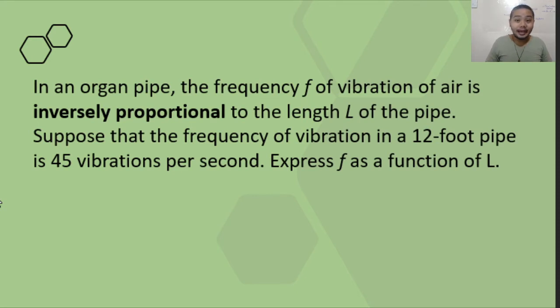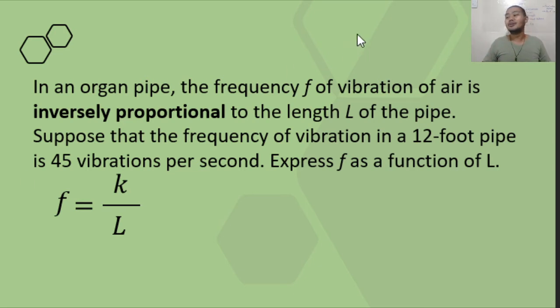Okay, so in an organ pipe, the frequency, which is denoted by F, of vibration of air is inversely proportional to the length L of the pipe. Focus muna tayo doon. So the frequency of vibration of air is inversely proportional to the length of the pipe. So grade 9 topic. So how do we write or how do we are going to express this in an equation? So the frequency of the vibration, that is letter F, is inversely proportional to the length of the pipe. So F is equal to K over L. Yung K dyan, yun yung constant of proportionality.